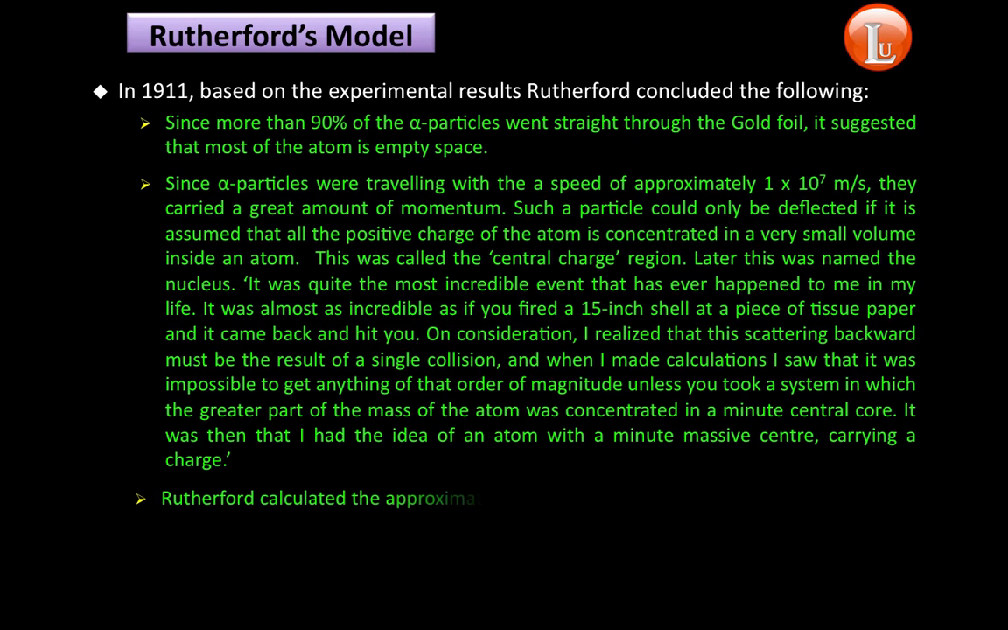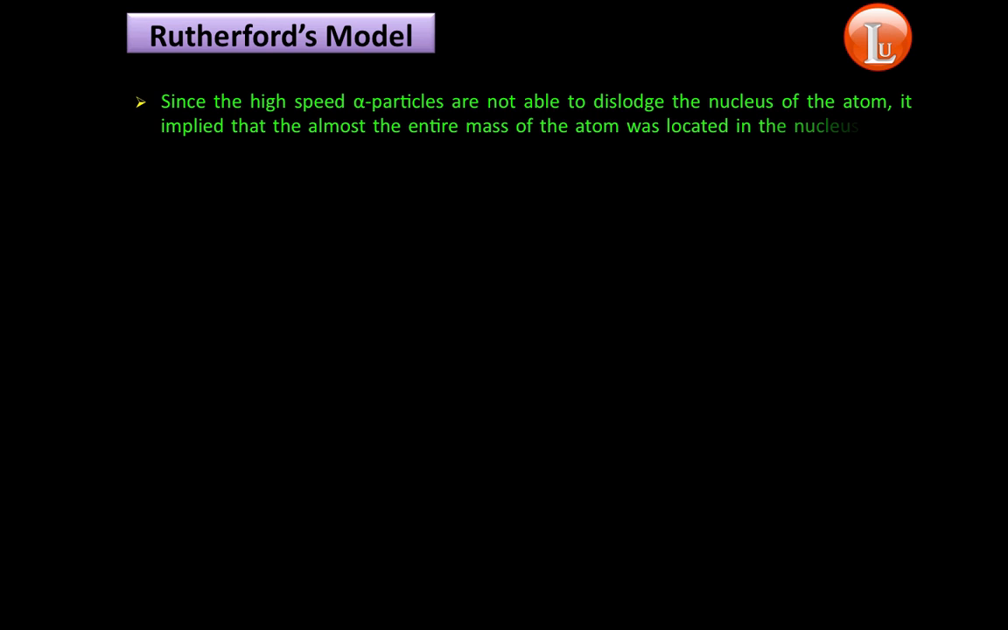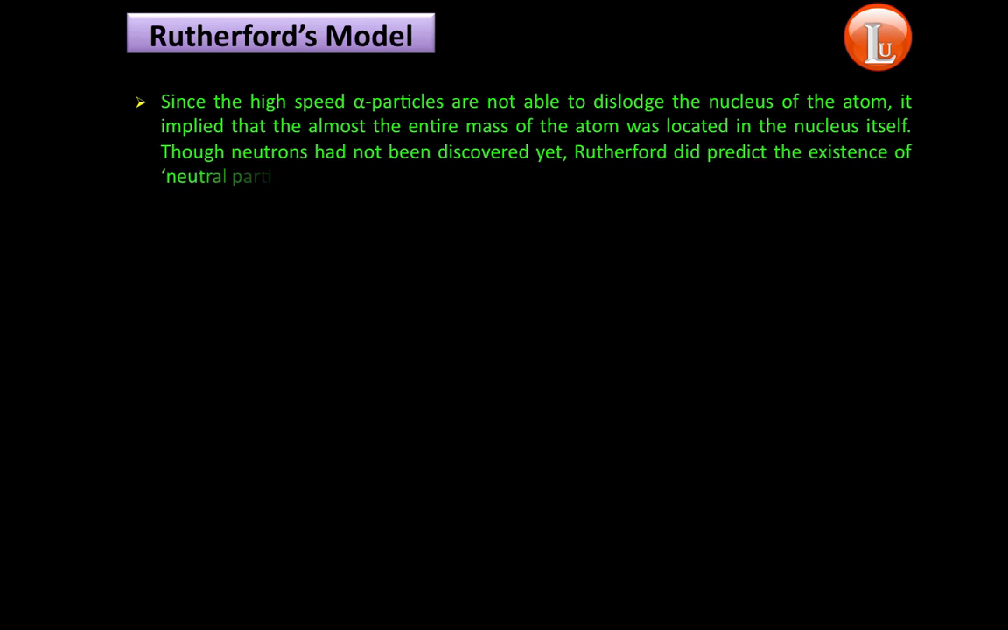Rutherford calculated the approximate diameter of the nucleus to be 1 over 4,000 times that of the gold atom. Now it is believed to be 1 over 20,000 times that of an atom. Since the high-speed alpha particles are not able to dislodge the nucleus of the atom, it implied that almost the entire mass of the atom was located in the nucleus itself. Though neutrons had not been discovered yet, Rutherford did predict the existence of neutral particles with mass. He discovered the protons in 1920.